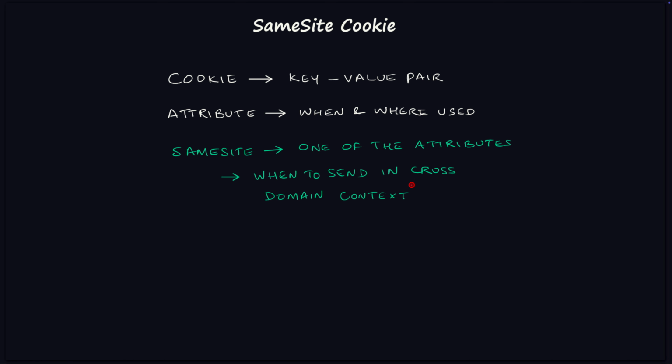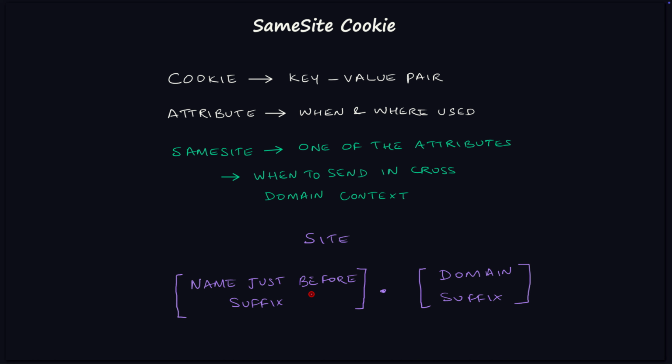Okay, we'll talk about this in detail a little bit later, but let's first understand what a site is in the context of a cookie. In the context of a cookie, a site is nothing but a domain suffix and the name that comes just before the suffix, separated by a dot. I know this is a little bit abstract. Let's understand this with an example.